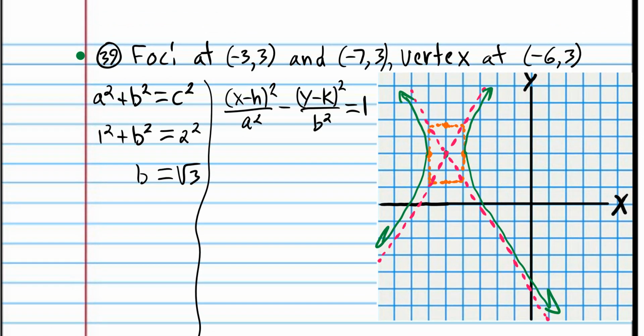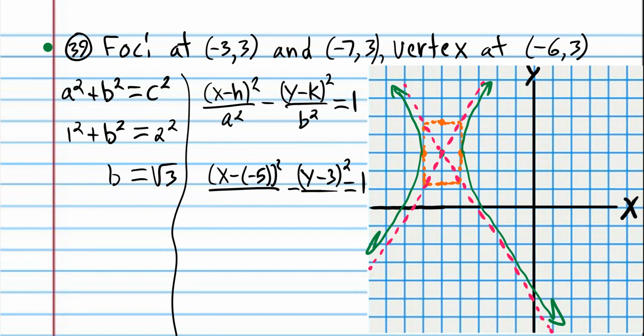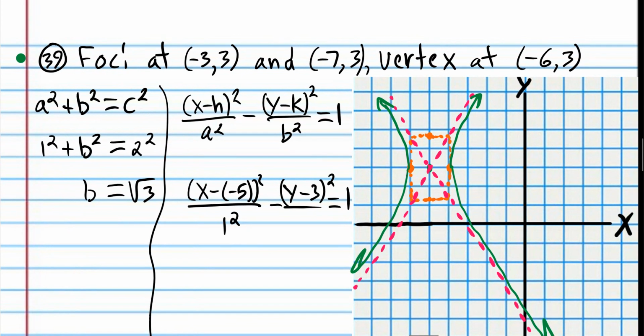And the center of the hyperbola is 1, 2, 3, 4, 5, 1, 2, 3. So negative 5, 3. And A is the distance from the center to the vertices, so that's going to be 1, and B is the distance from the center to the top of the box or the bottom of the box, and we found that that is root 3.